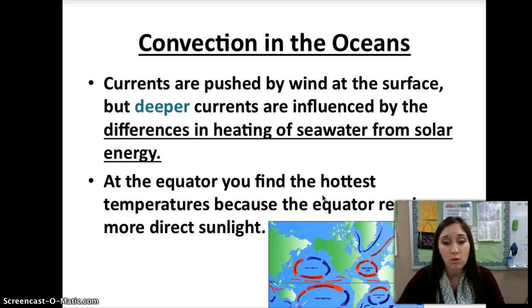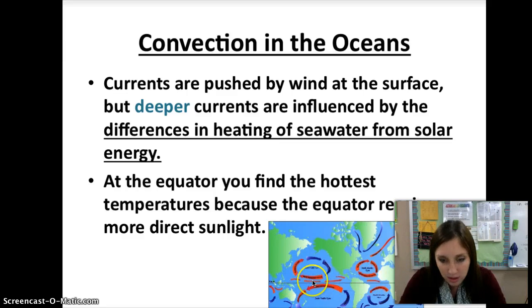All right, so at the equator, if you look at this picture down here, here's our equator. And as you notice, all of the red currents are by the equator. That's because that is where you're going to find the hotter temperatures, because that's where we're going to get most of the direct sunlight on the Earth, because remember, our Earth is tilted. That's where we're going to get the most direct sunlight.